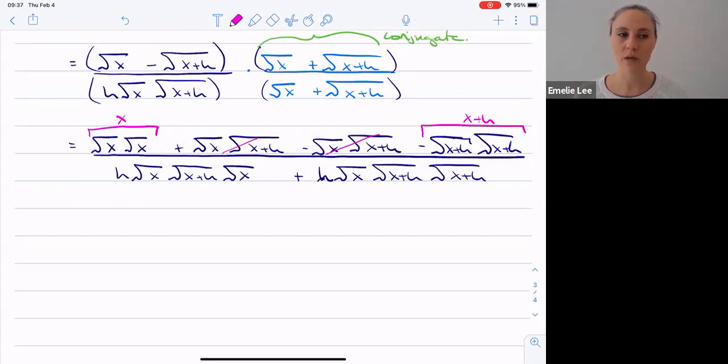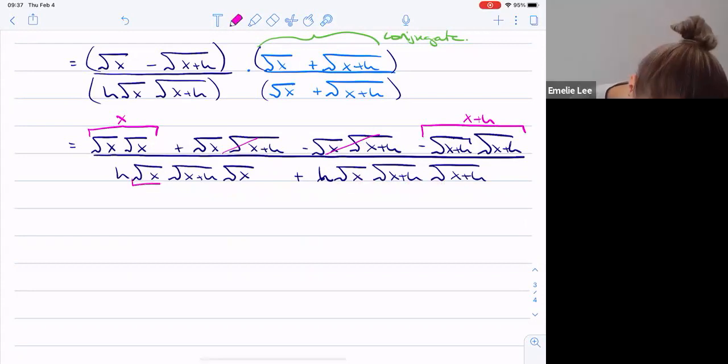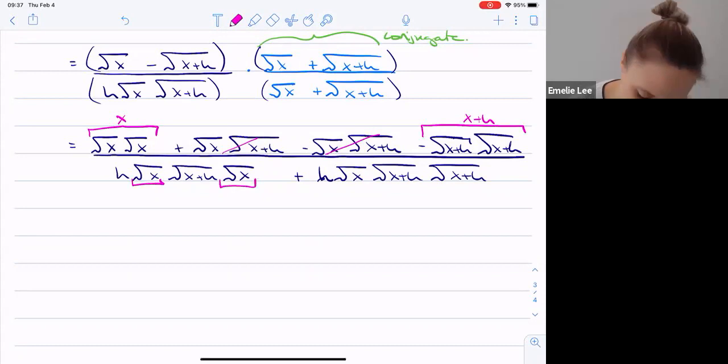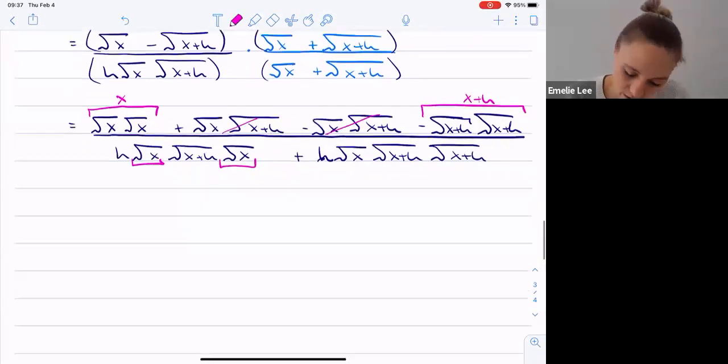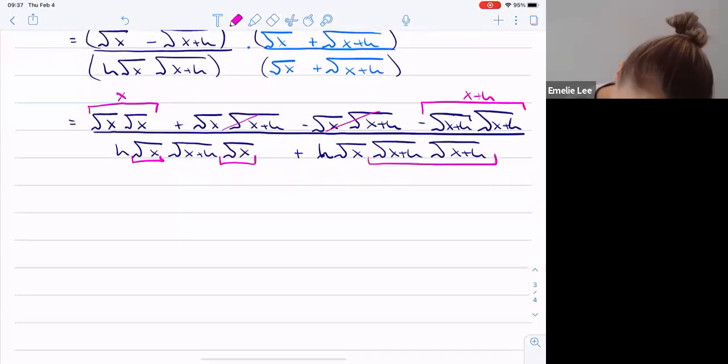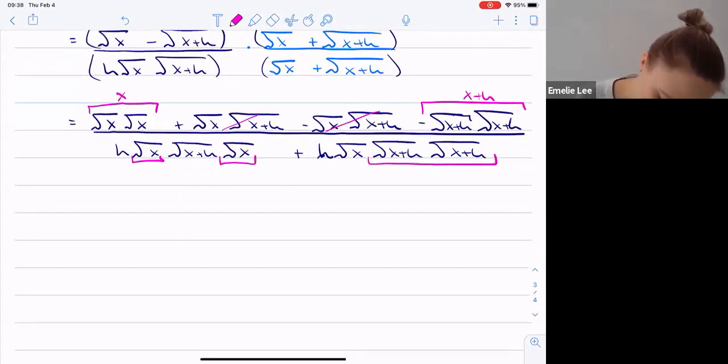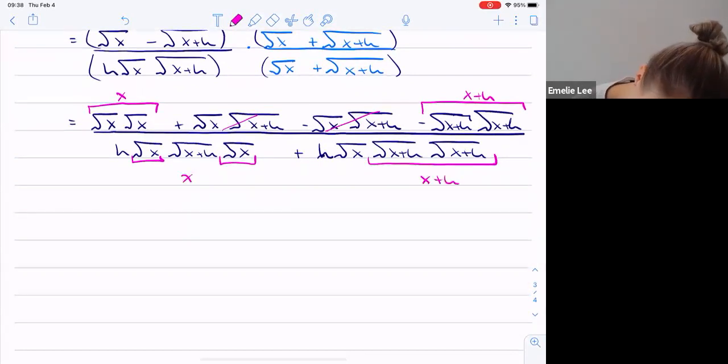Okay, so notice now I've got x minus x plus h. There are no more roots in the numerator, which is what we were going for. We were rationalizing the numerator. I still need to simplify the denominator here. What we are seeing here is that I've got a root x times a root of x. So that's just going to be x. And then here I've got a root of x plus h times the root of x plus h. So that's going to be x plus h.